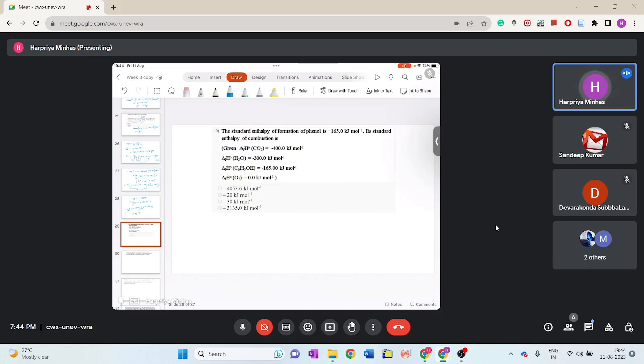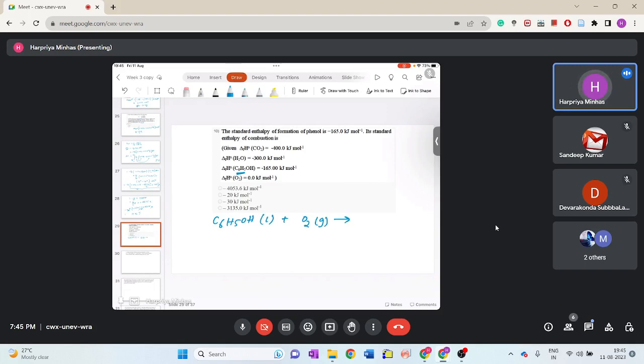Okay, this question states that the standard enthalpy of formation of phenol is minus 165 kilojoule per mole, and standard enthalpy of combustion is. Okay, so this is some sort of similar question that we have just solved before. So let me write down the equation. What equation is going to follow is combustion, right? C6H5OH, so this is your liquid, and then your oxygen.